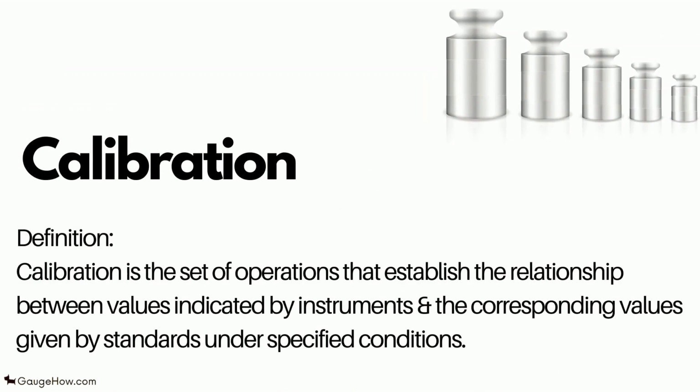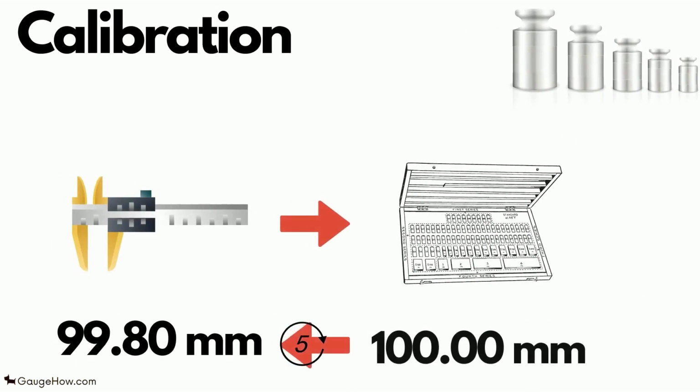Calibration. Calibration is the set of operations that establish the relationship between values indicated by the instrument and the corresponding values given by standards under specified conditions. For example, if you want to calibrate a vernier caliper by gauge blocks to find out the true value of the vernier caliper at 100 mm distance, and you measure it 5 times and receive the average of 99.8 mm under fixed environment conditions, this process is called calibration, and the received value 99.80 mm is called the calibrated value of 100 mm.